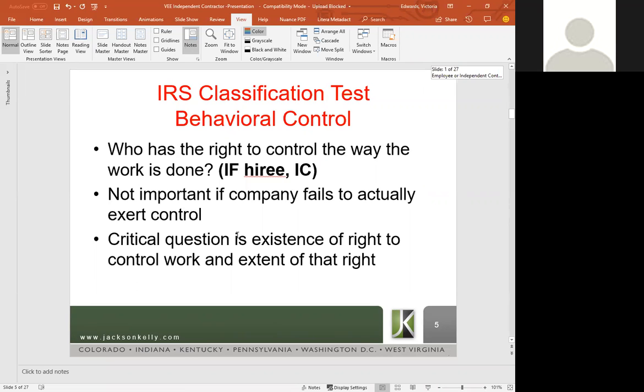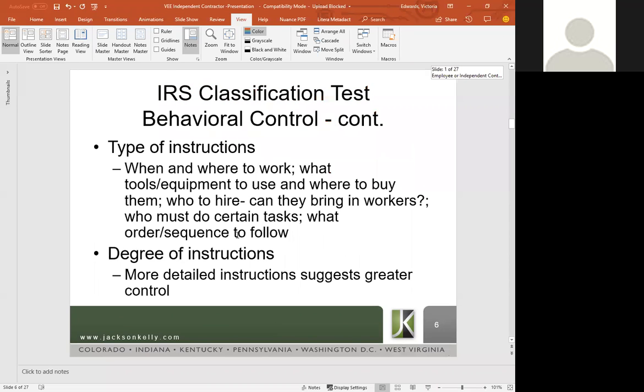So that's one important thing to keep in mind when you're drafting your contract. So kind of diving into the area a little bit more. The type of instructions, what I was talking about before: when and where to work, what tools, what equipment you're supposed to use, where to buy them, who you hire, can you bring in workers, who must do certain tasks, what's the order and sequence.